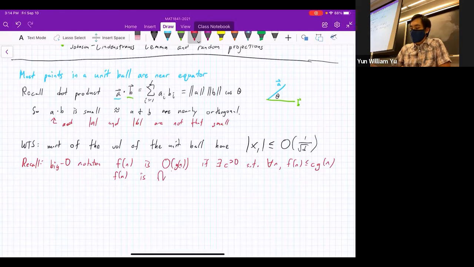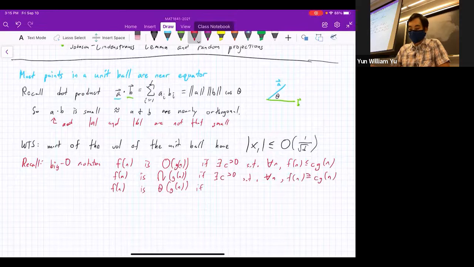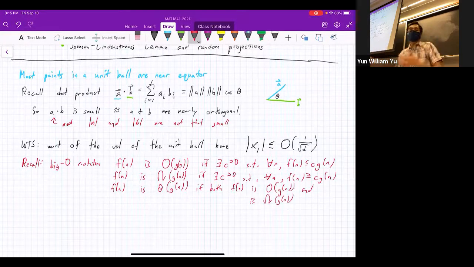We also have omega of g of n, which just says that there exists some constant c greater than 0, such that for all n, f of n is greater than or equal to c times g of n. So basically, f grows faster than g of n. And another one is f of n is theta of g of n if it is both f of n is O of g of n and omega of g of n. So the two grow asymptotically at the same rate.